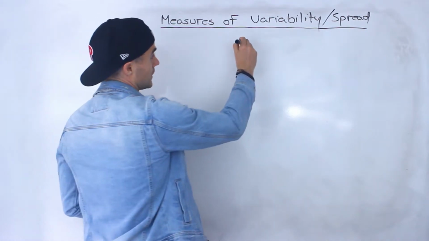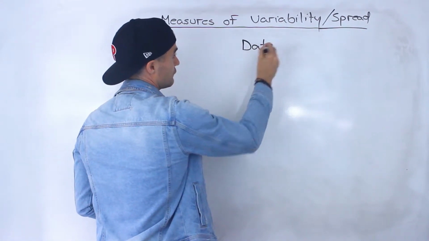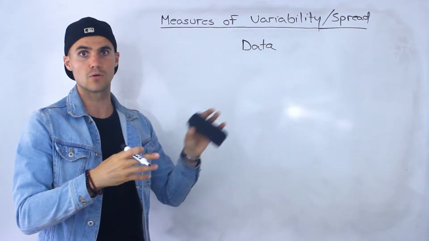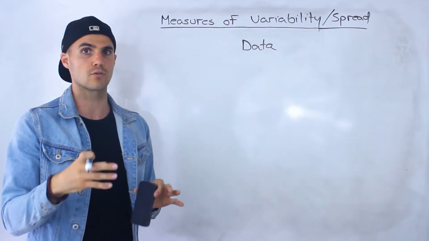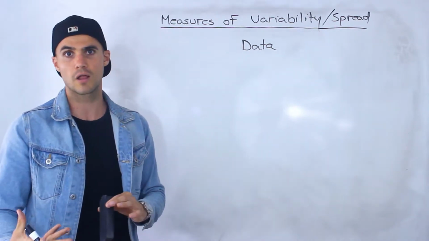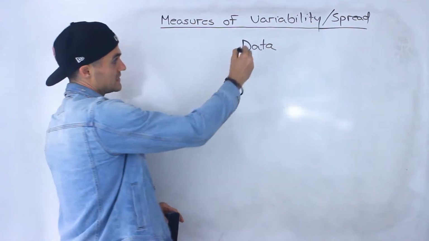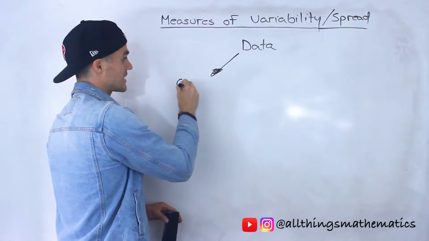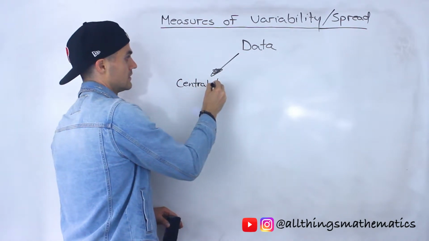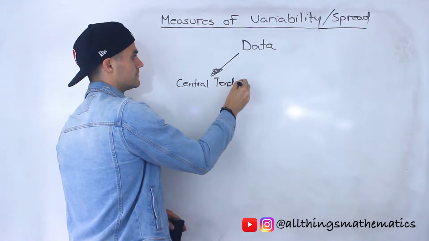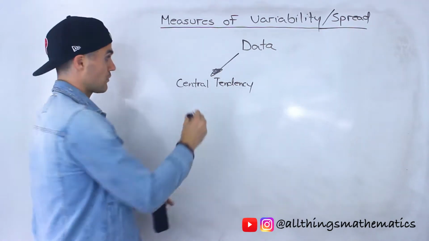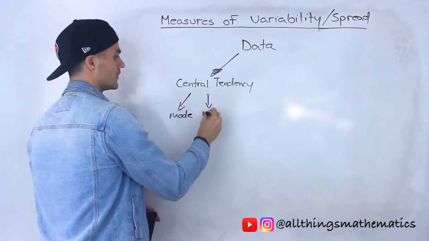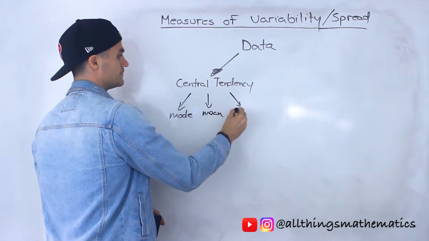Before we get into it, let me show you how this is going to fit in the overall picture. So far we've been talking a lot about data, how to visually show it, whether through histograms, stem and leaf plots, or density curves. In the last couple of videos we talked about how we can look at the central tendency of data, and we did it with three measures: the mode, the mean, and the median.